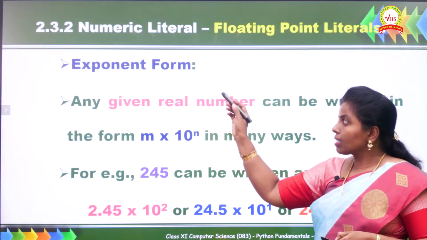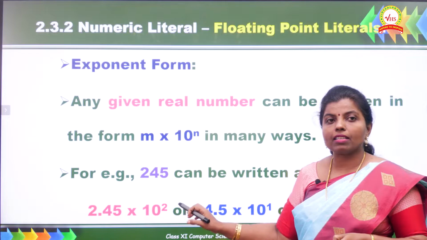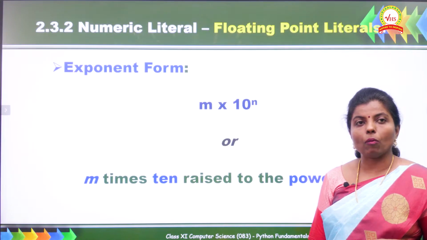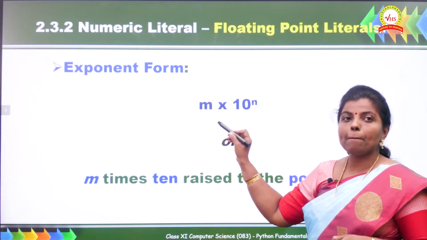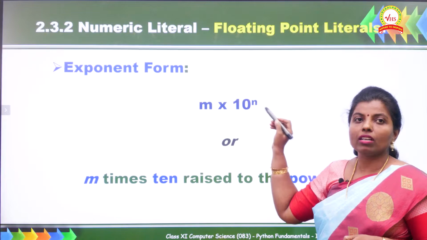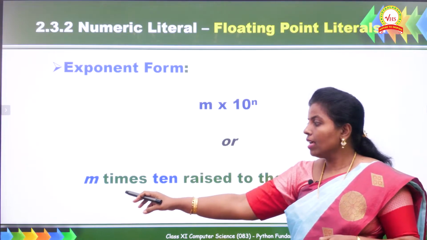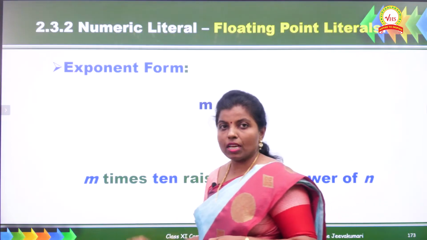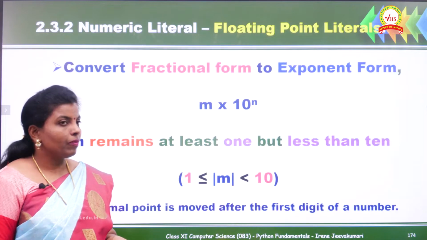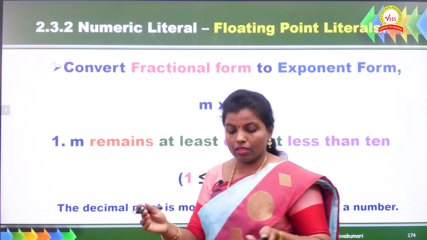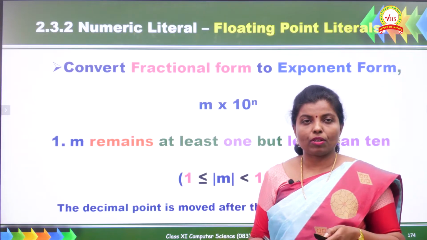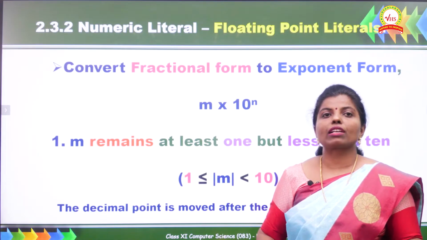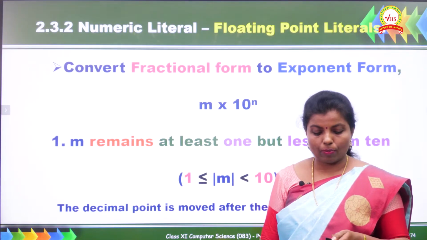So in the exponent form, we are just expressing the same number in tens power. The exponent form is m multiplied by 10 power n, or you can just say m times 10 raised to the power of n. Now we will see how a number given in the fractional form can be converted into the exponent form.